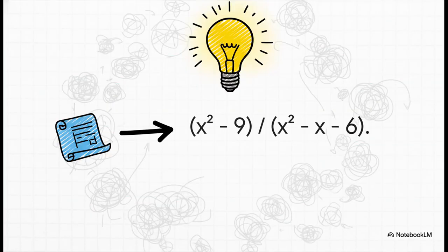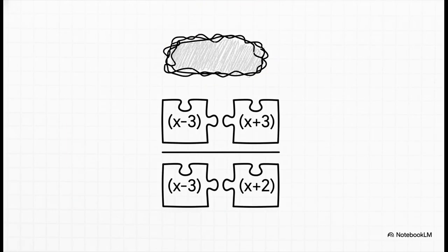Hey, look who's back. Remember this scary-looking thing from the start? Well, it's time for a rematch. Except this time, we've got our two-step rule, and we are ready to go. So step 1, let's factor. The numerator, x squared minus 9, that's a classic difference of squares. It breaks down nice and easy into x minus 3 times x plus 3.